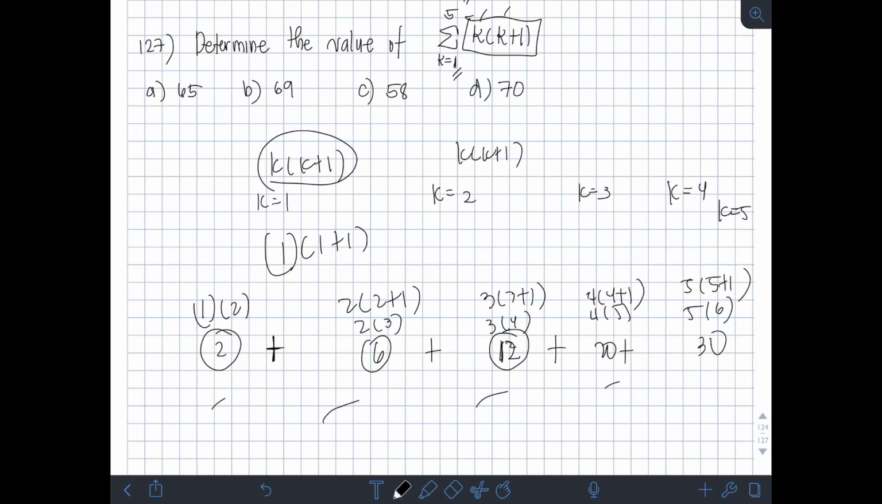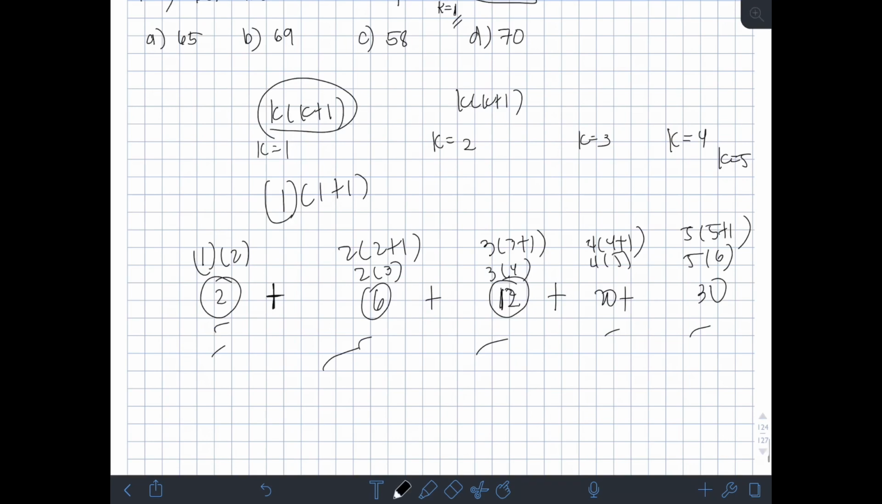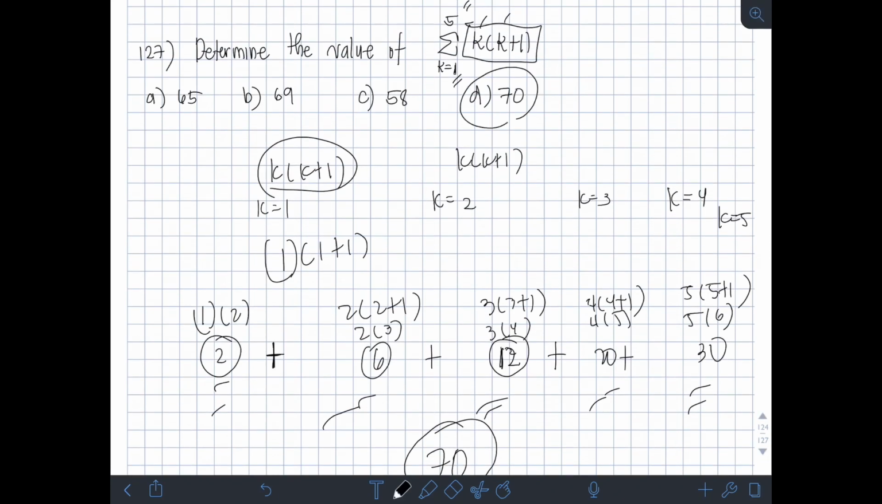So, meron tayong 5 terms, right? So, add natin, 2 plus 6 plus 12 plus 20 plus 30 is what? 70. So, therefore, the answer here is letter D, 70.